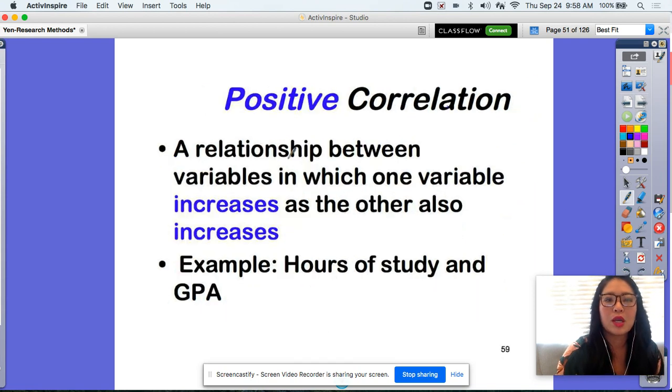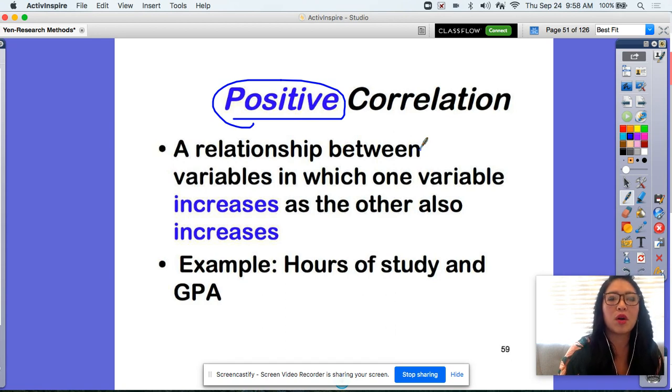Okay. So a positive and negative correlation has nothing to do with bad or good. We're not talking about bad, good, negative. It's just about which direction the two variables are related. Basically, as one variable increases, the other is also going to increase.